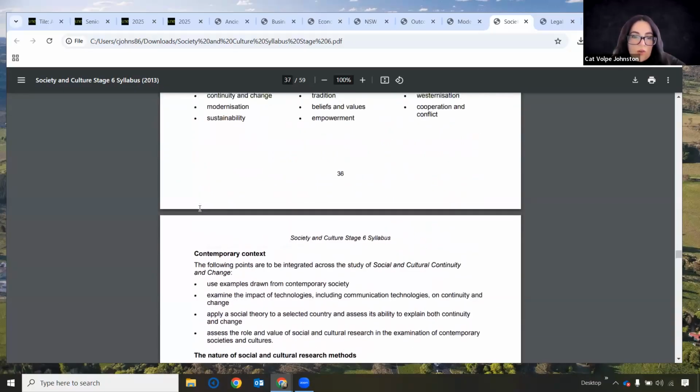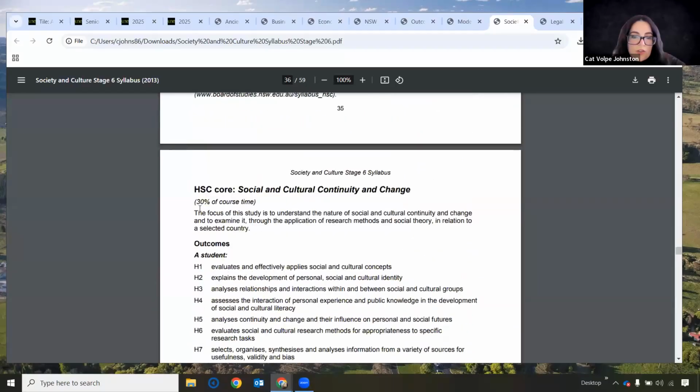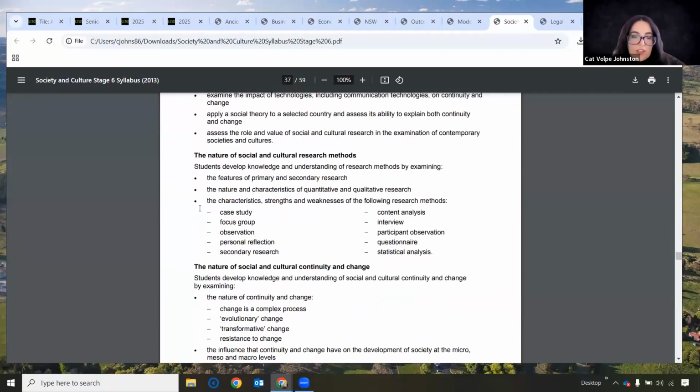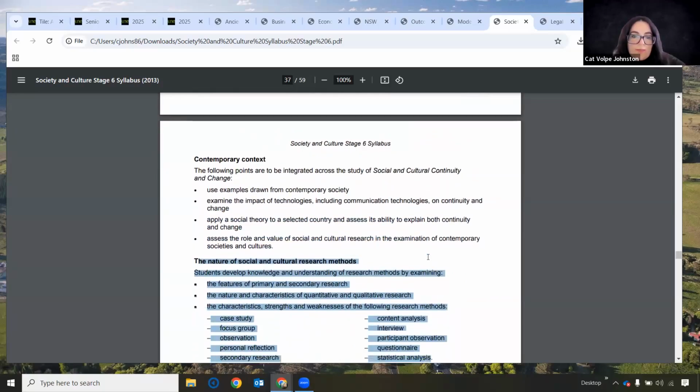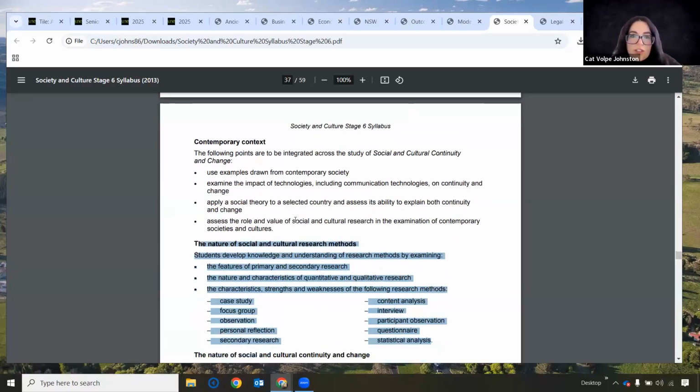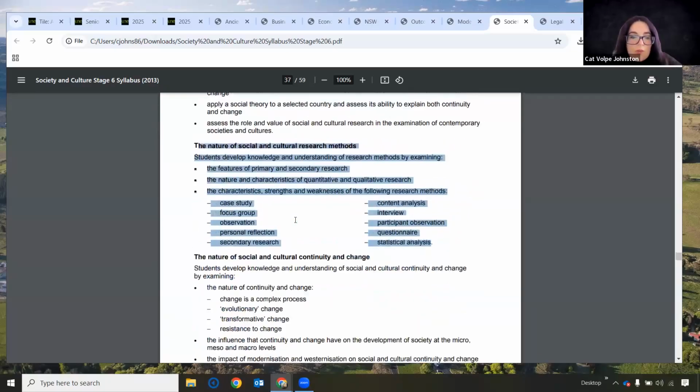So see in the core unit in year 12, social and cultural continuity and change, methods, I wouldn't do any of that. Don't choose that. I wouldn't choose that at all. If you wanted to do something like examine the impact of technologies, you could look at different countries from the inquiry sequence to the second topic. That would be an option.